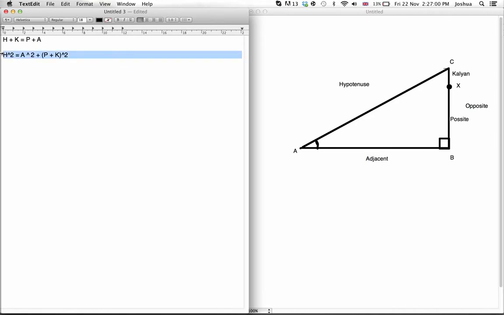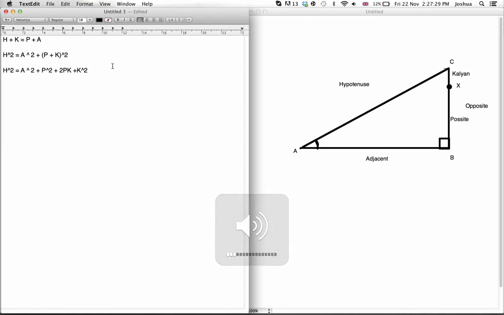Now let's expand. You can square the K. We can square this one. And then we can do the 2pk. Okay, I'm going to do some rolling, guys. So we have this equation: a squared plus p squared plus k squared plus 2pk is equal to h squared.